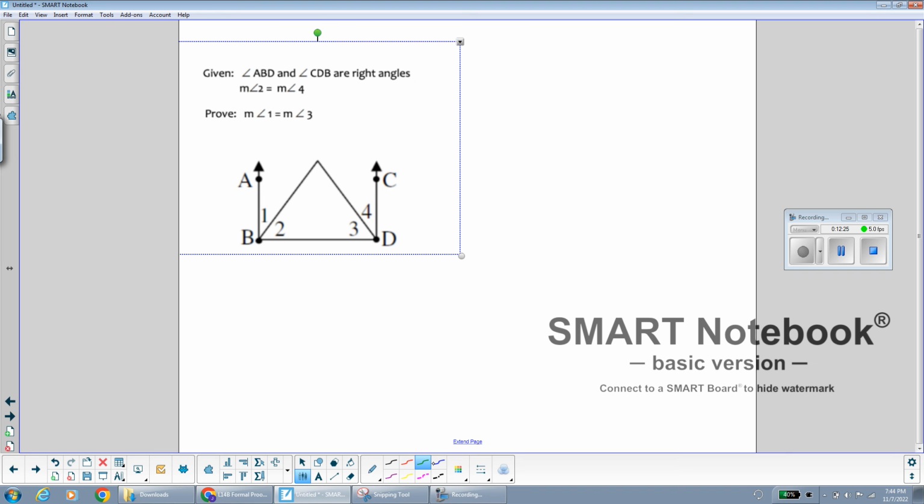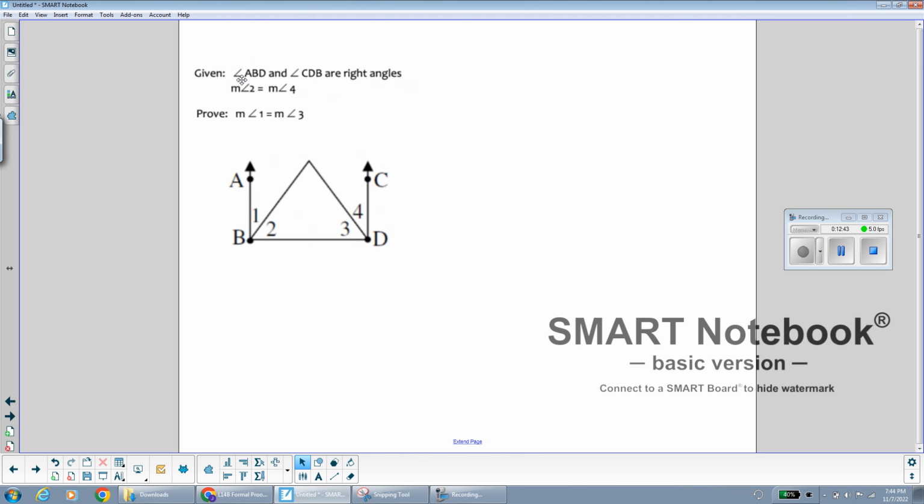Okay, so this one can be done two different ways. It can be done with the subtraction postulate, but that's not how I'm going to do it. I will talk about that before I end this proof at the end. So angle ABD and angle CDB are right angles. Angle 2 is congruent to angle 4. We need to prove that angle 1 is congruent to angle 3.